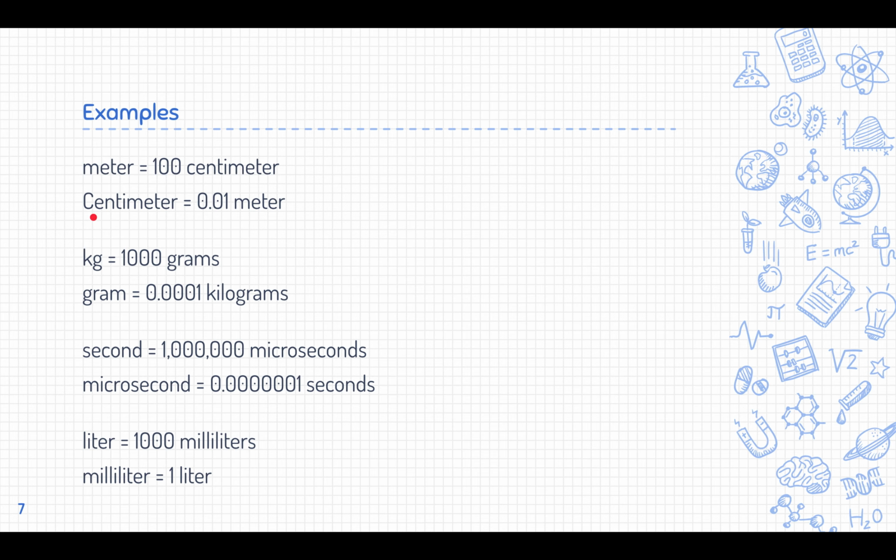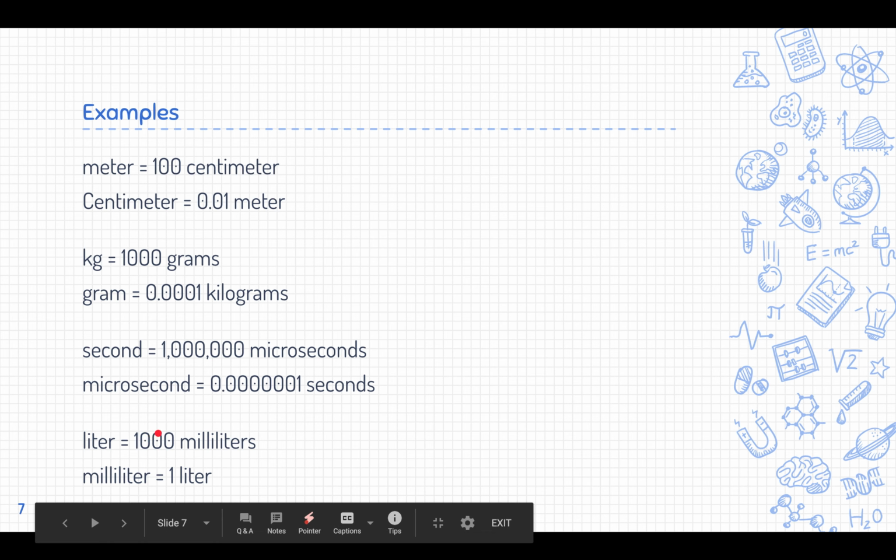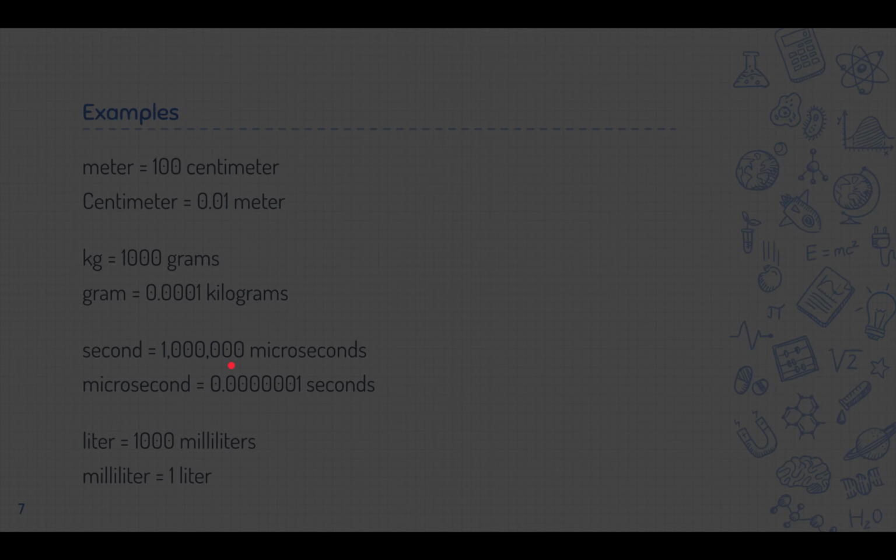So apply the same logic here. 1 gram is 1 thousandth of a kilogram. So multiply by 1,000 on both sides, and we get 1 kilogram is 1,000 grams. Seconds to microseconds, micro is 10 to the negative 6th, which is 1 millionth. And so there would be 1 million microseconds in 1 second. Liters to milliliters is 1,000, same logic, same thing.